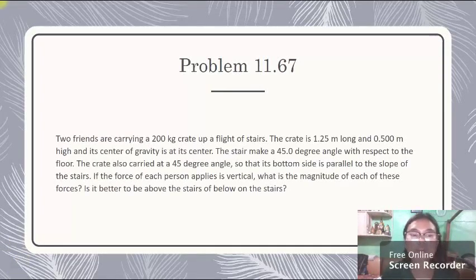For the last problem, two friends are carrying a 200 kilogram crate up a flight of stairs. The crate is 1.25 meters long and 0.5 meters high, and its center of gravity is at its center. The stairs make a 45-degree angle with respect to the floor. The crate is also carried at a 45-degree angle so that its bottom side is parallel to the slope of the stairs. If the force each person applies is vertical, what is the magnitude of each of these forces?